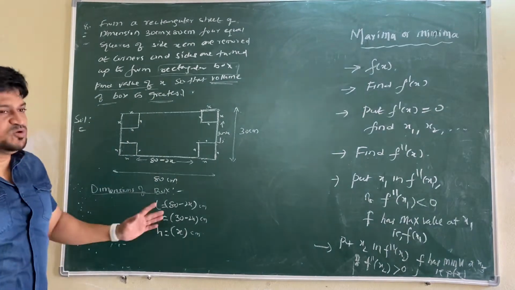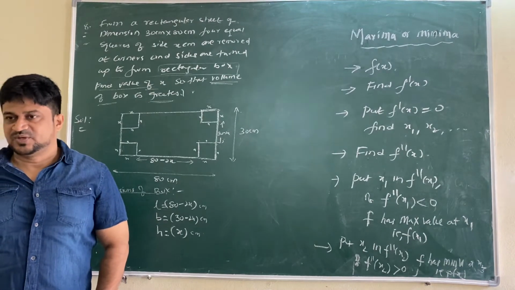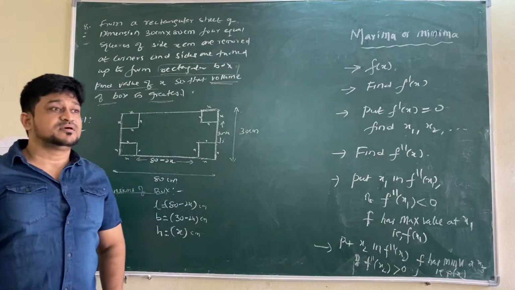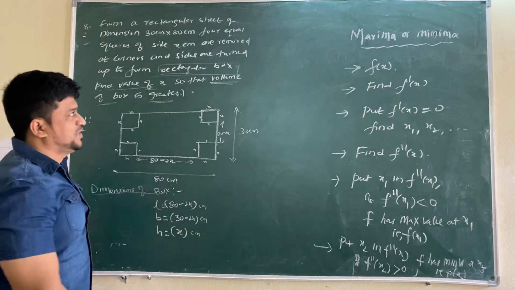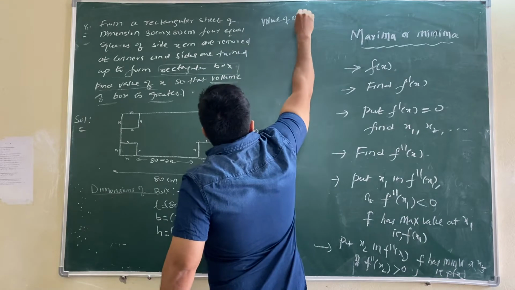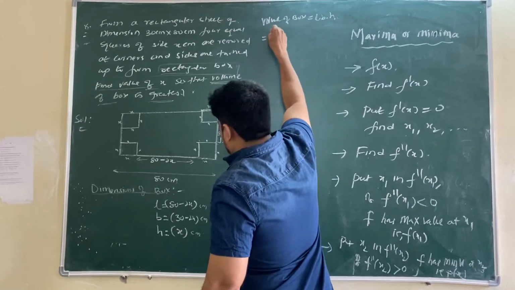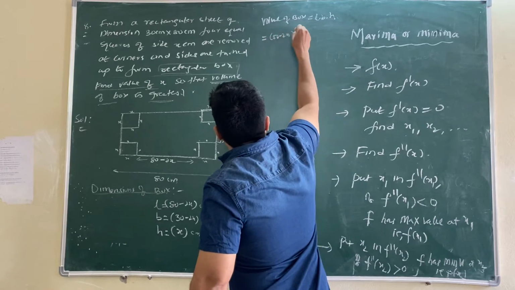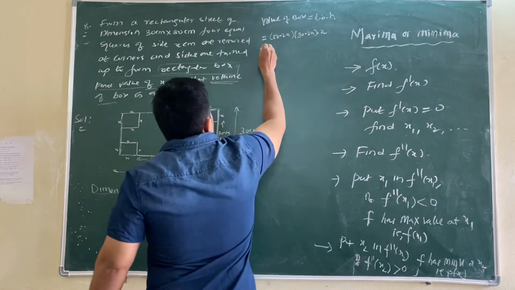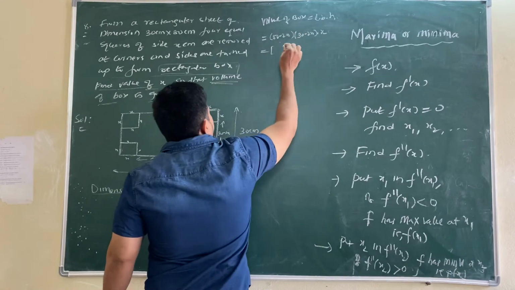Now you should know the volume of a box, or volume of a cuboid, from the 10th class mensuration unit. Volume of cuboid is L into B into H. We have to write volume of box equals length into breadth into height. Length we have 80 minus 2x, breadth 30 minus 2x, and x.